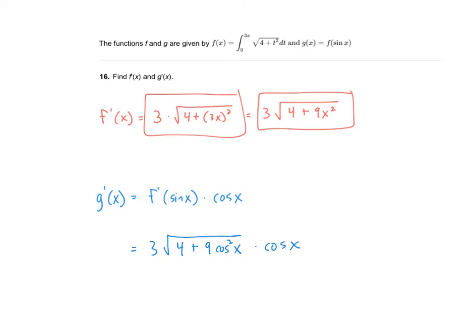Okay, wait, let me make sure everything's good. Yeah, okay. Oh, that should be a sine squared. Ooh, this should be a sine squared. We're just plugging sine into there. I thought I did something wrong. Okay, and then also the cosine just goes on the outside.